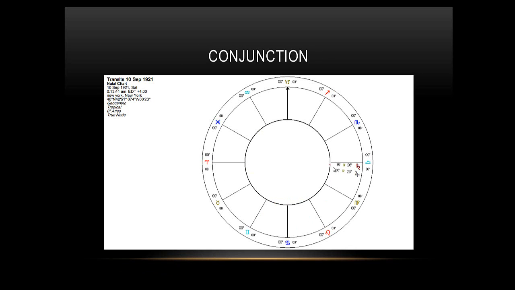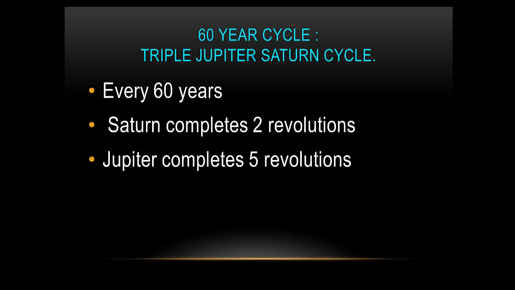Now, when they do that three times, they come back to the same point in the zodiac. And that's like a time clock coming back to the same point. So it's a very important cycle. Basically, as I just said, in those 60 years, Saturn completes two revolutions and Jupiter completes five revolutions. Now, that's their ratio, 2 to 5, which is important in itself.